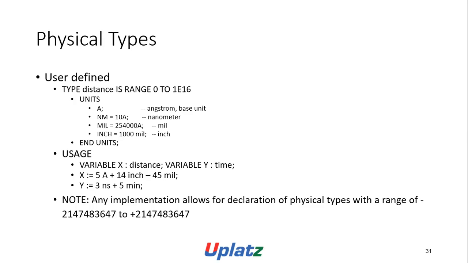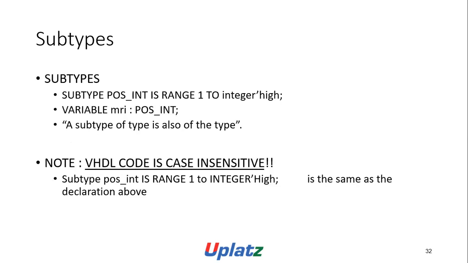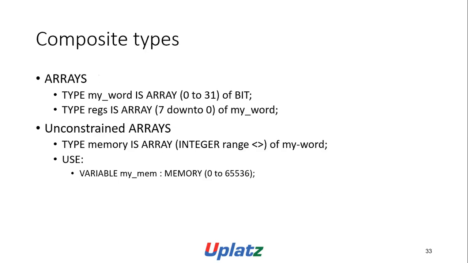Any implementation allows declaration of physical types in the range of minus 2147483647 to plus 2147483647. Subtype positive int is range 1 to integer high. Variable MRI of positive int is a subtype of the integer type. Note that VHDL code is case insensitive. Subtype positive int is range 1 to integer high is the same as the declaration above.